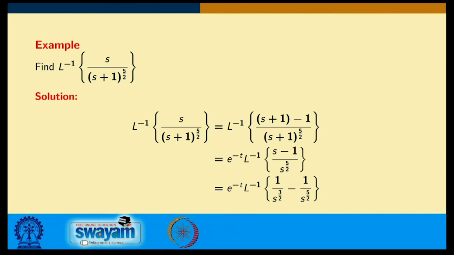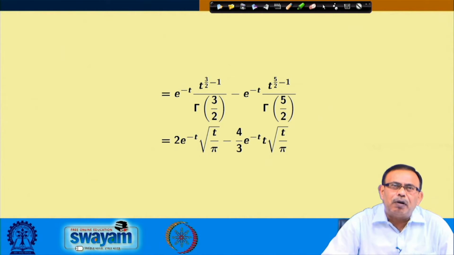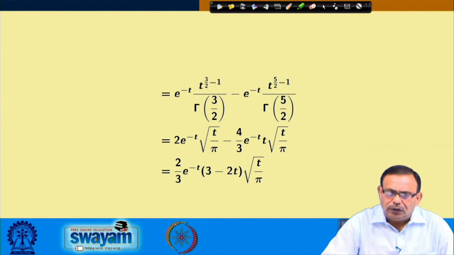Let us see it here. You are getting this from here, you will obtain e power minus t into this using the property. From here I can write it in two parts. This is gamma half, up to this I have done. This I can write using e power minus t into root t by pi. I am breaking it using the property gamma n plus 1 is n gamma n, and ultimately you will get the result as 2 by 3 into e power minus t into (3 minus 2t) into root over t by pi.